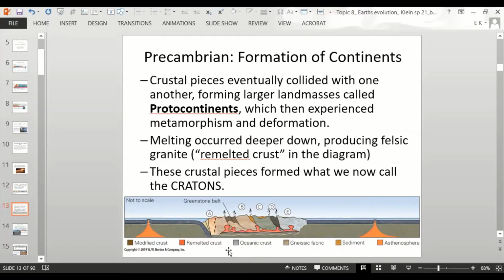And then you had melting occur deeper down, which produced felsic granite. That's shown as this red color here, the remelted crust. So you would have intrusions and plutons and metamorphic rocks and highly deformed rocks. And this would be a protocontinent. So this is our early continents. And these crustal pieces of the protocontinents formed what we now call cratons.